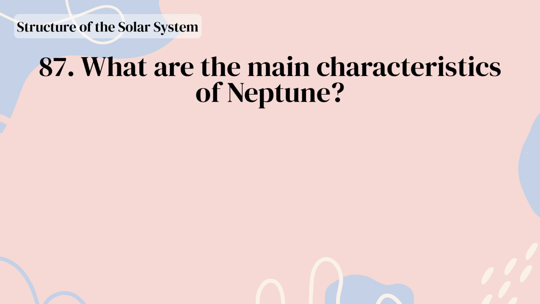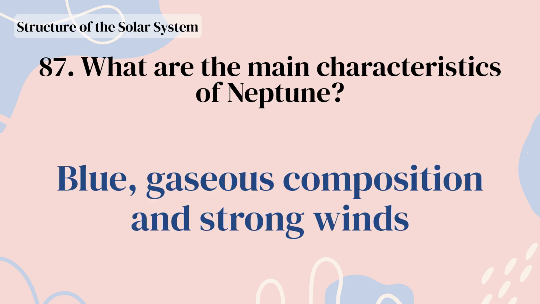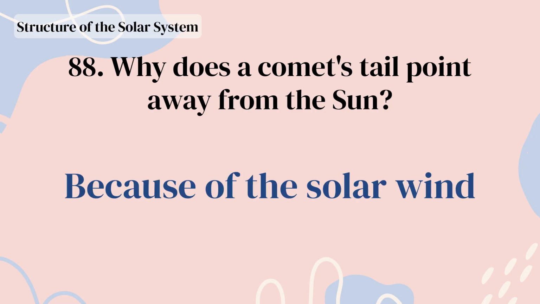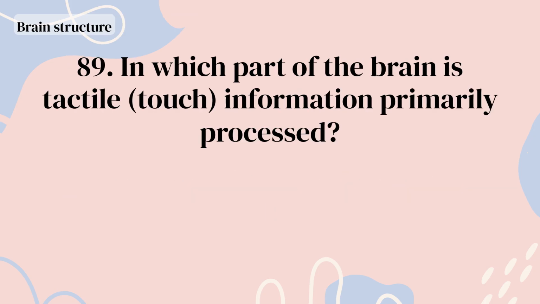Infrared. What are the main characteristics of Neptune? Blue, gaseous composition and strong winds. Why does a comet's tail point away from the sun? Because of the solar wind. In which part of the brain is tactile, touch, information primarily processed?